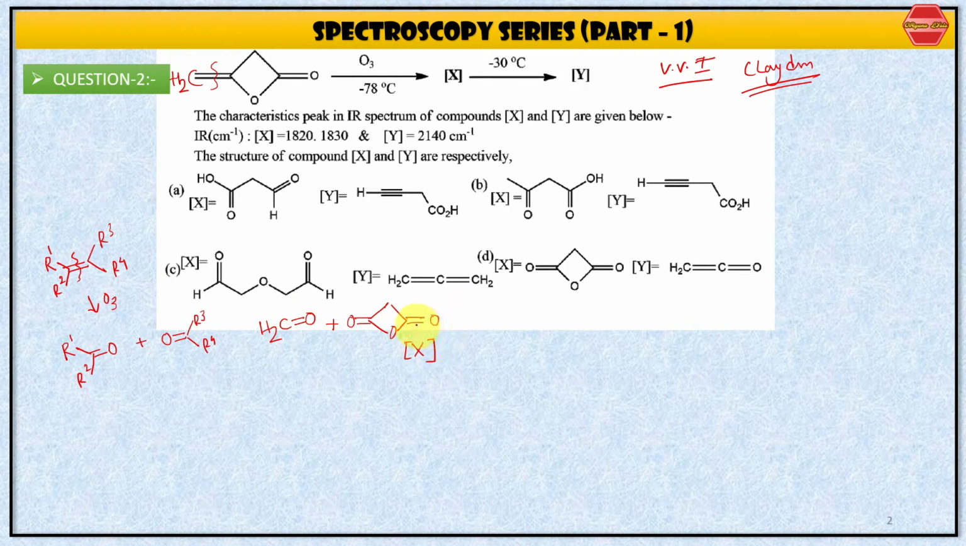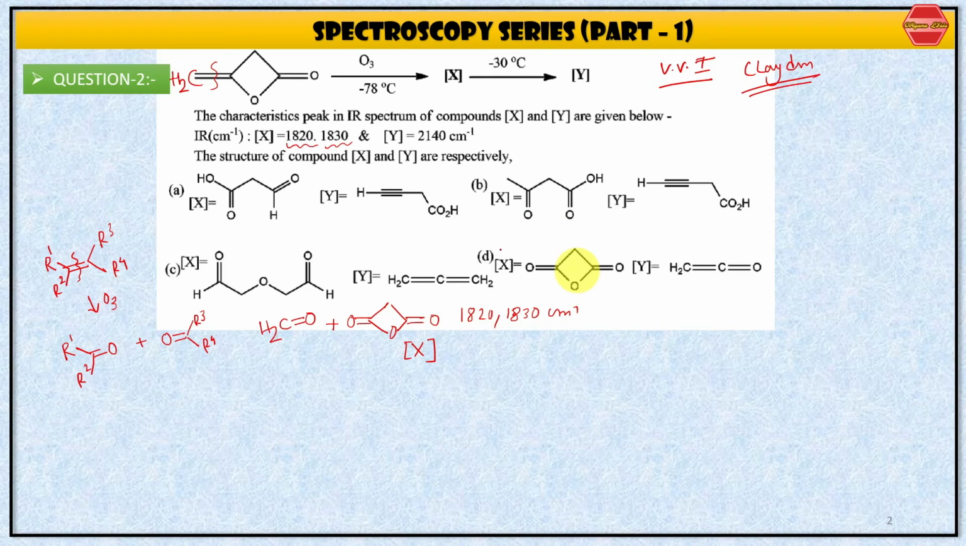Now this question can be framed in another way. So we have to now see the question, that is the characteristic peak in the IR spectrum of compound X and Y. So we have already found out the compound X, and X shows the IR spectrum at 1820 and 1830, and you can easily predict that these two ketones are quite similar, so it can show IR values around 1820 and 1830, and that is quite similar.